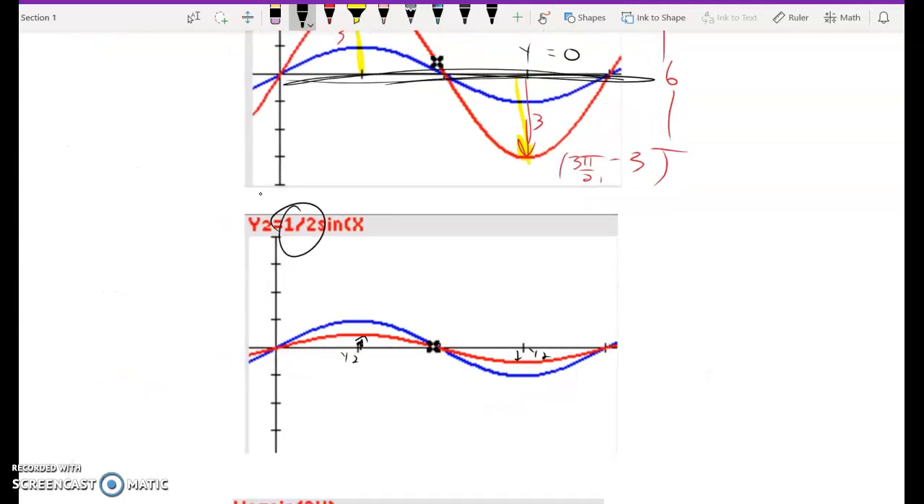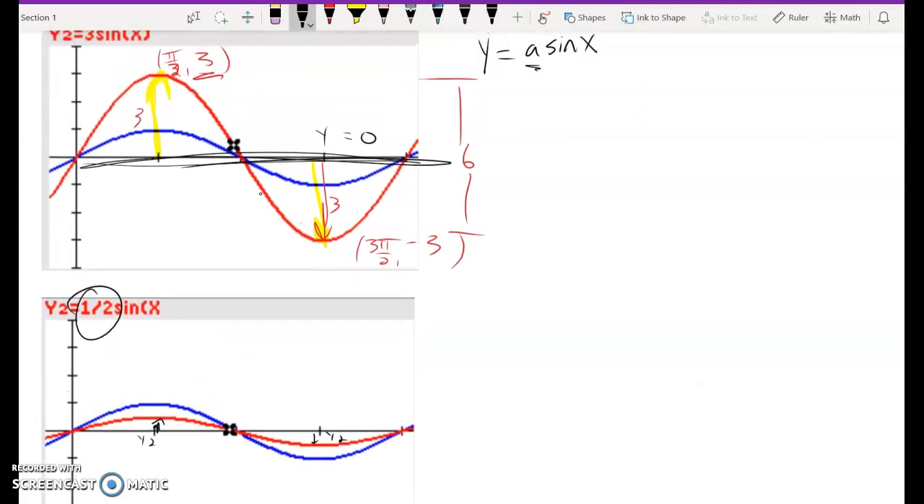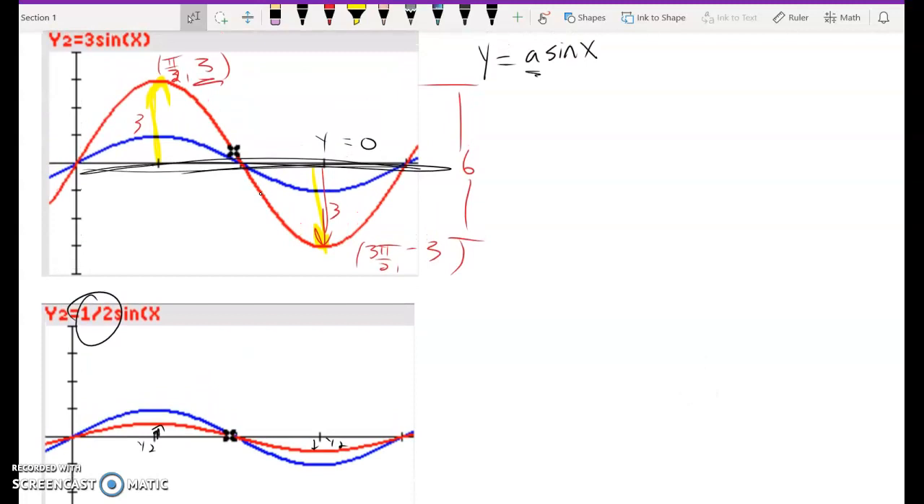So to conclude, what we have is for any function y equals a sine x, the amplitude is going to be a. Okay. And really, we always use a positive value for the amplitude. So it's really the absolute value there. Okay. So that's how we can compress or stretch vertically a sine function or cosine function.